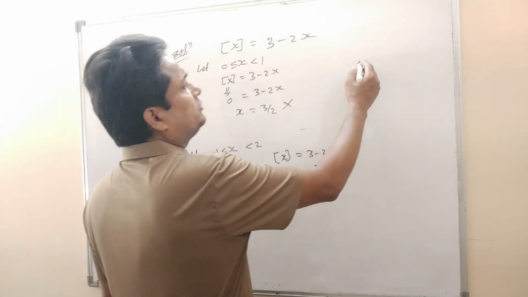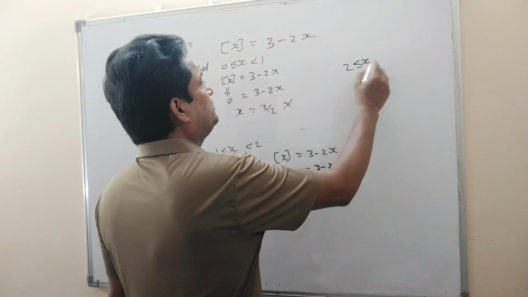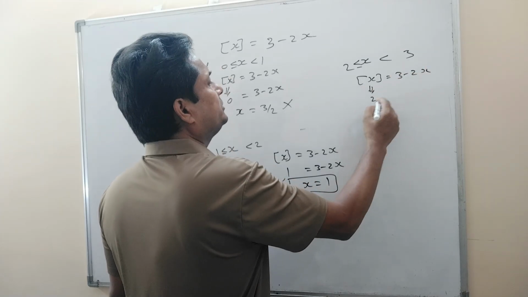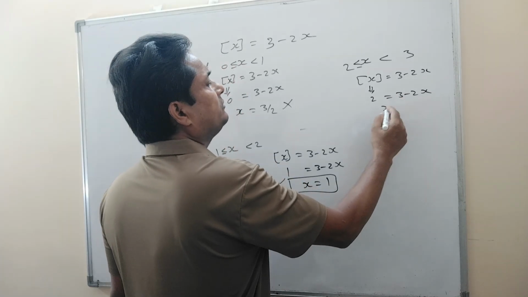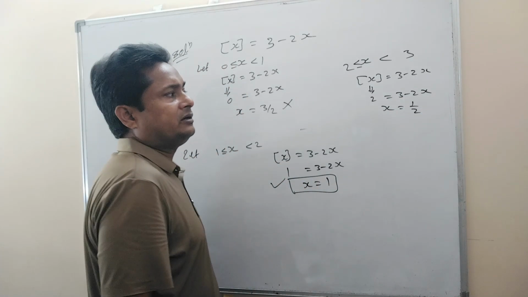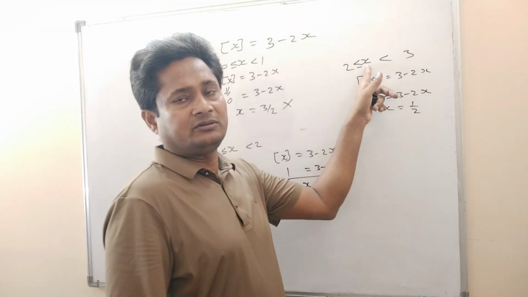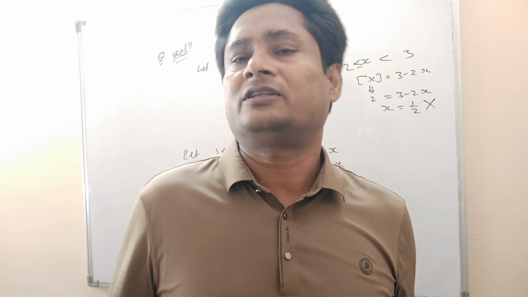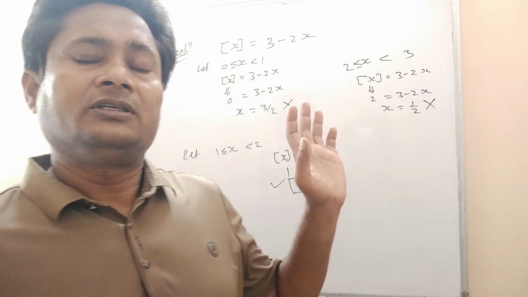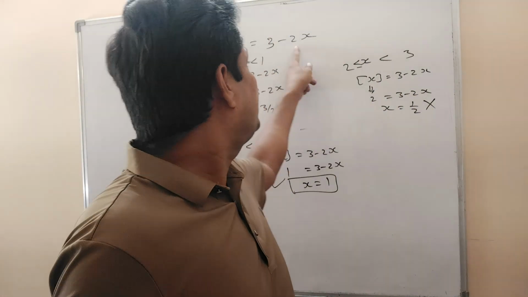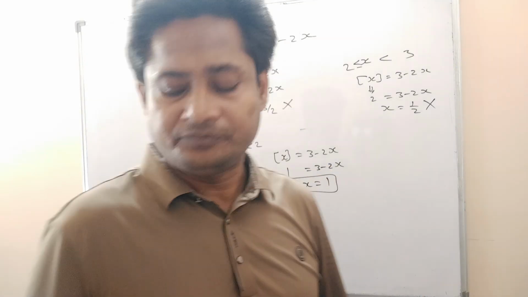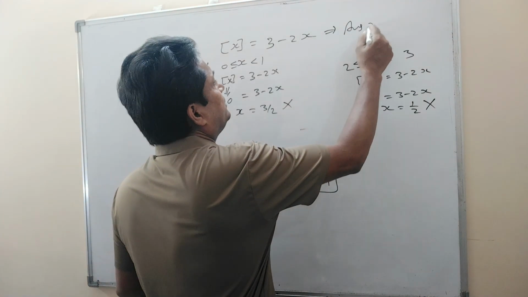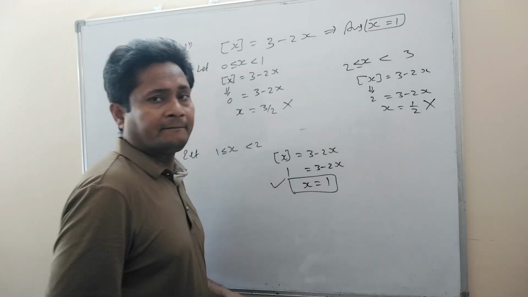Now I am checking one more interval. When x is greater than or equal to 2 and less than 3, greatest integer of x will give 2, and this is 3 minus 2x. Then x will be half, and x equal to half does not lie in this interval, so this is rejected. After that, whatever value of x you choose, both expressions will not have a solution. So the only solution is x equal to 1. This is our answer.